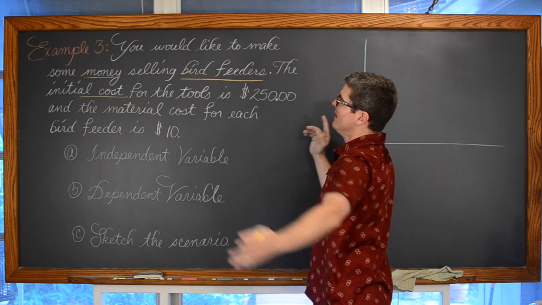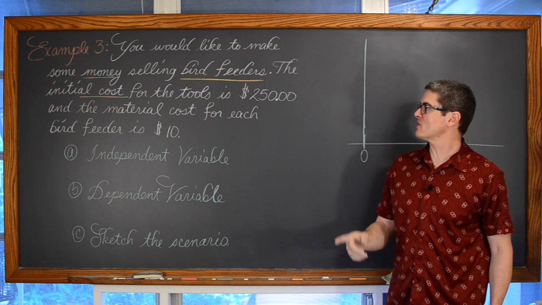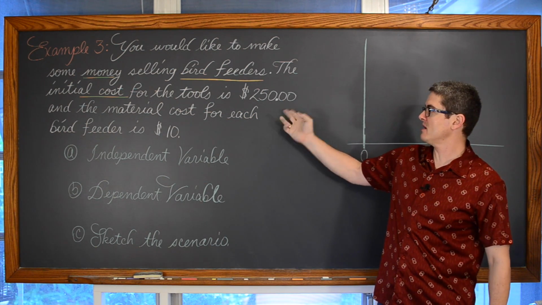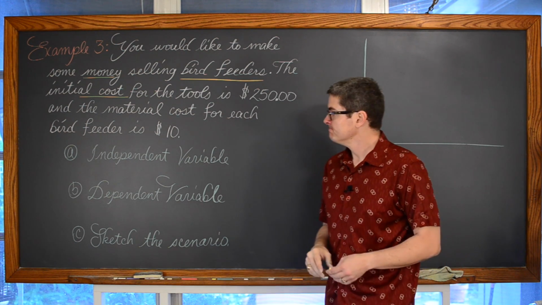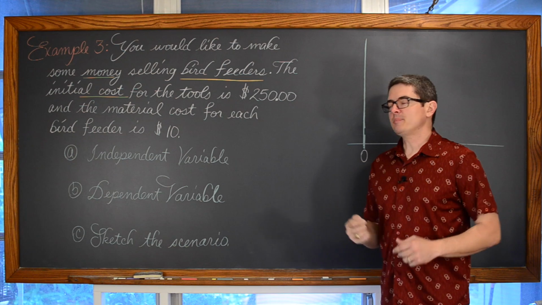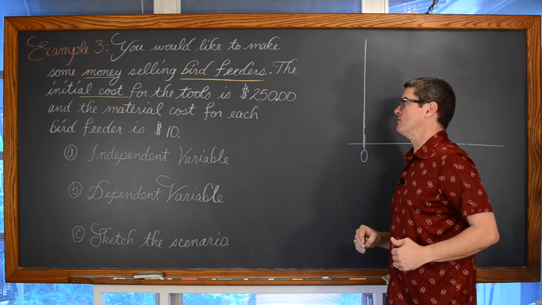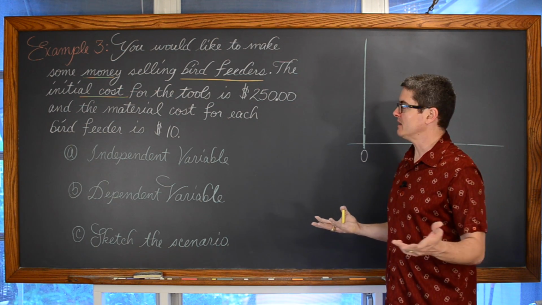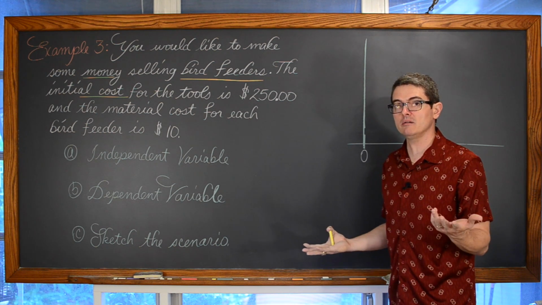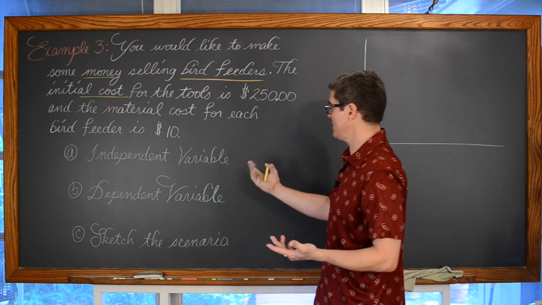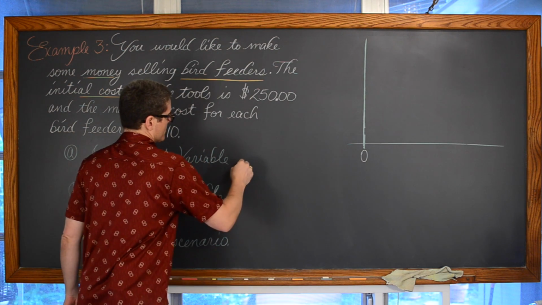Third example, last example. You would like to make some money selling bird feeders. The initial cost for the tools is $250, and the material cost for each bird feeder is $10. What is our independent variable? What do you have control over? Well, is it the total cost, or is the total cost going to depend on how many bird feeders you make, right? So the independent variable is the bird feeders.